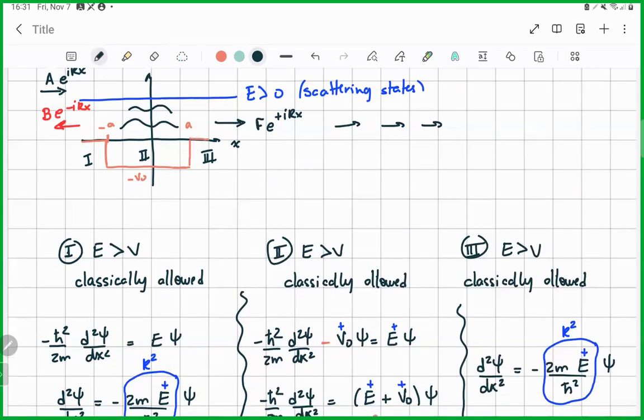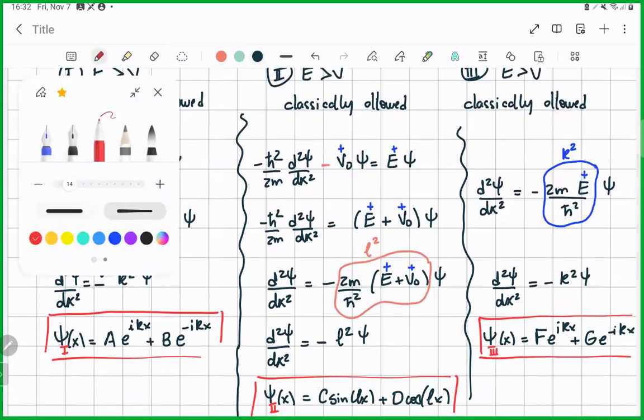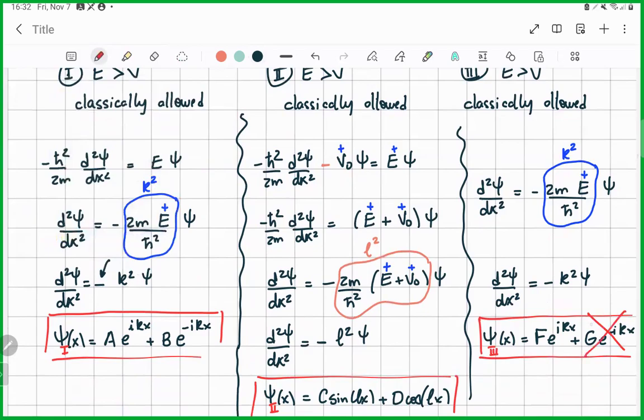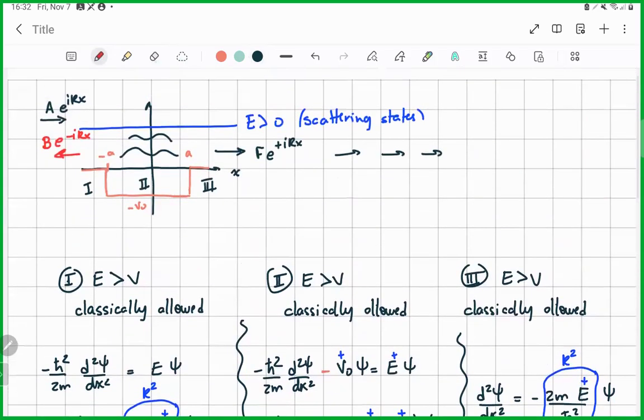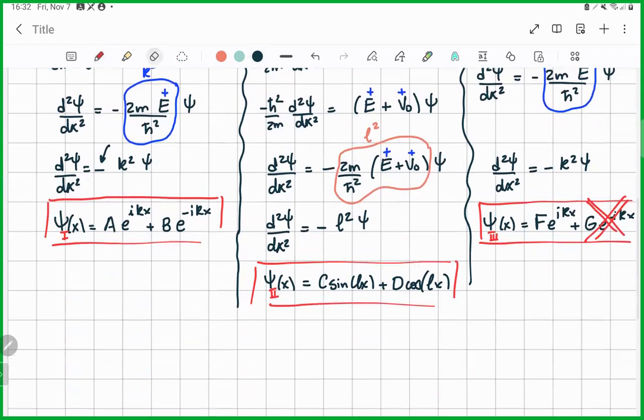So if there is nothing to get reflected once we enter that region 3, that means this part, this G, even though mathematically is correct, is not part of our solution. Okay, so the G doesn't exist. All right, so these are the solutions that we have for the 3 regions.